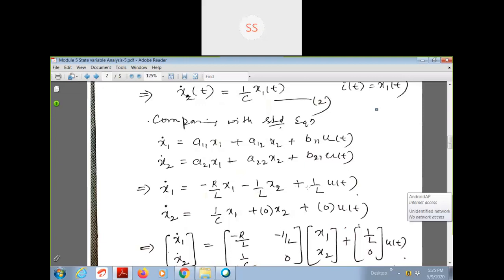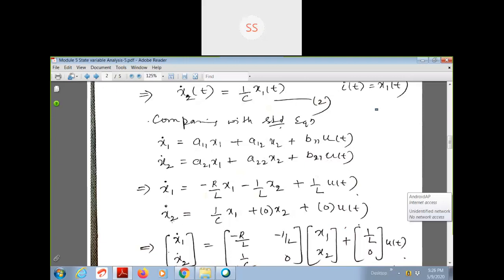But coming to the second equation, x2 dot of t, this equation has only the first state variable x1 of t, and it doesn't have x2 as well as u of t. The remaining two terms are absent. It means for this equation 2, only a21 is present. A21 is 1 by c. So in this equation both a22 and b21 are zeros. So now by taking them as 0 we will complete the equation.